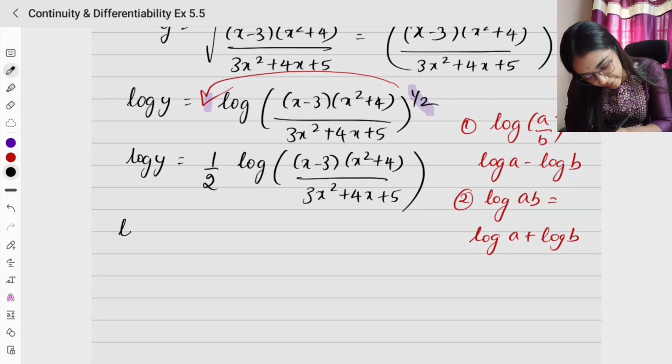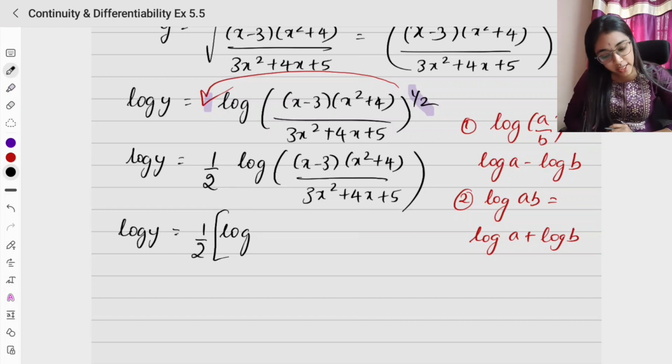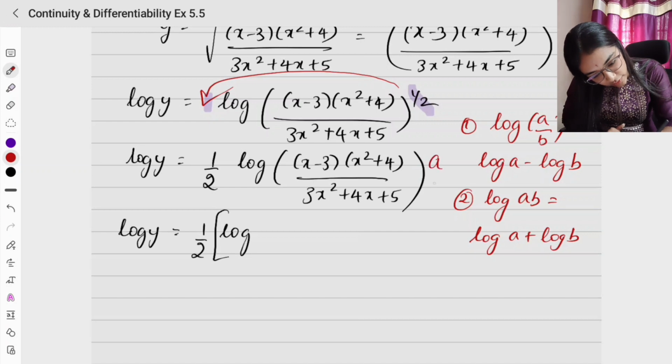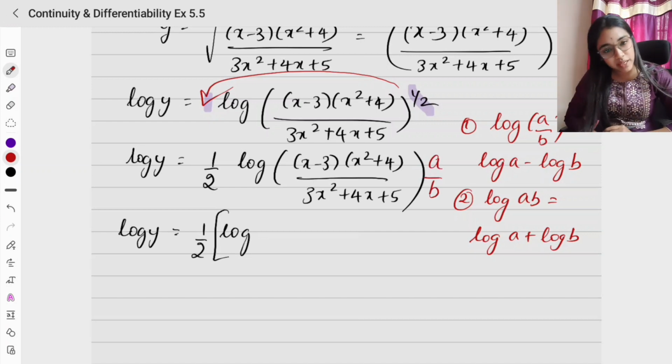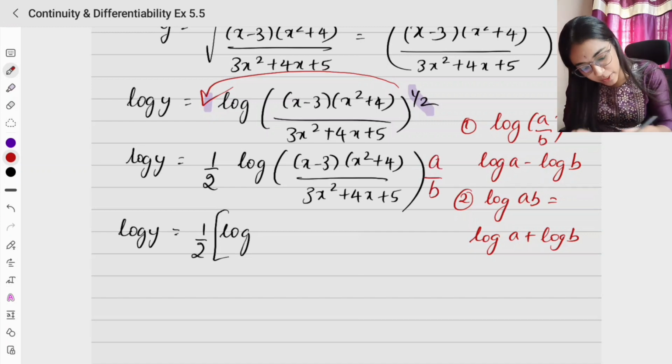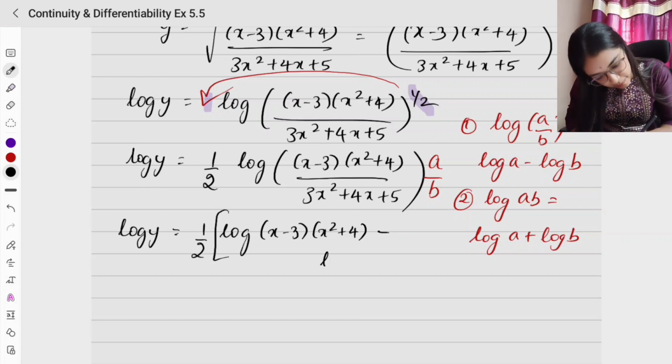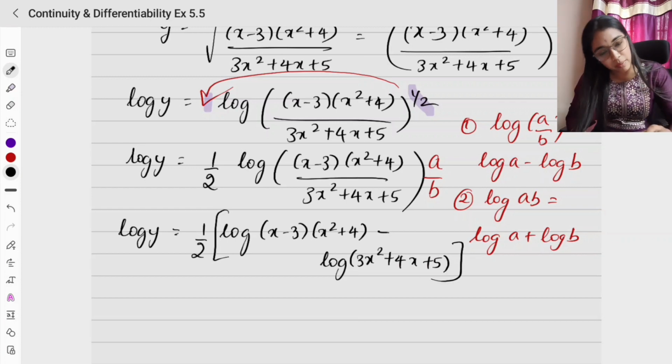So what do I have? Log y equals half into, I'm going to put a bracket. Log of, I have a numerator by denominator. So numerator by denominator, this is of the form a divided by b. So can we write it by splitting as log a minus log b? So I'll have log a, which is (x minus 3)(x square plus 4), minus log b, which is log of 3x square plus 4x plus 5. Let's do one step. Okay, no hurry.